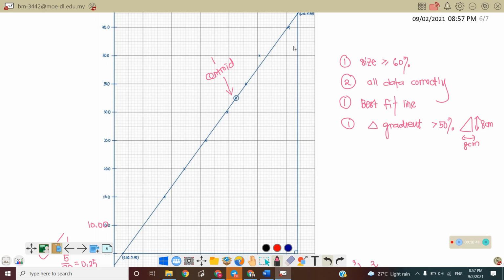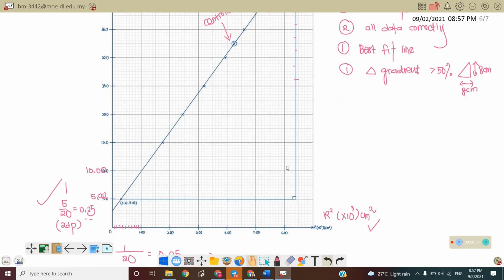Okay, so if you count here, already over 1, 2, 3, 4, 5, 6, 7, 8. Okay, already over 8 cm. If you compare, refer back to the x component, here already over, right? 1, 2, 3, 4, 5, 6, 7, 8. Okay, so this one you will get full marks for your graph.